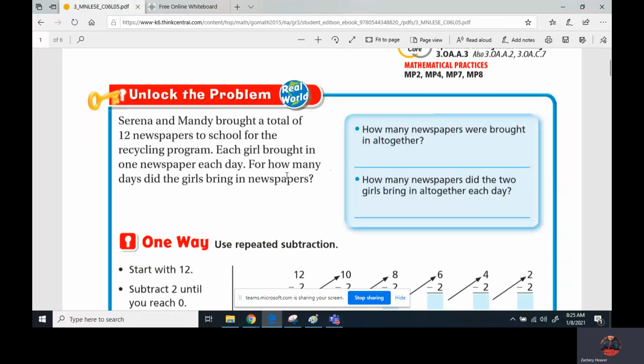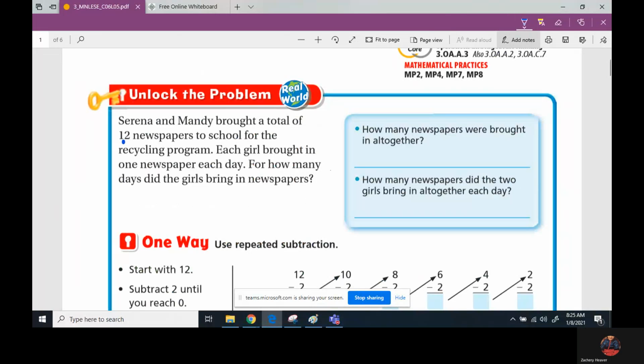Serena and Mandy brought a total of 12 newspapers to school for a recycling program. Each girl brought in one newspaper per day. For how many days did the girls bring in newspapers? So first off, we know Serena and Mandy brought in 12. That's two people. They brought in one a day. So how many newspapers were brought in altogether? We know 12 newspapers. It says it in the problem.